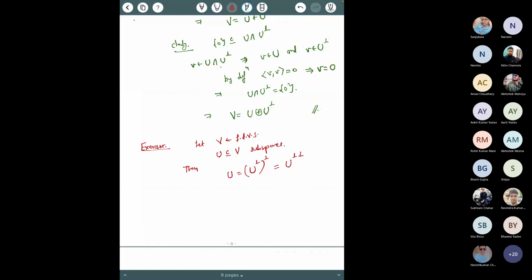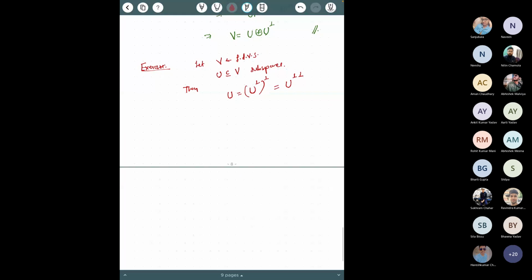So let me introduce one more term in this inner product space. It is orthogonal projection. So let's define orthogonal projection. So can you first define what is a projection? What is a projection?